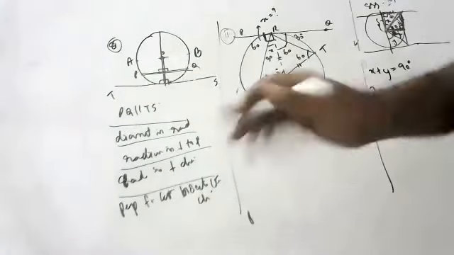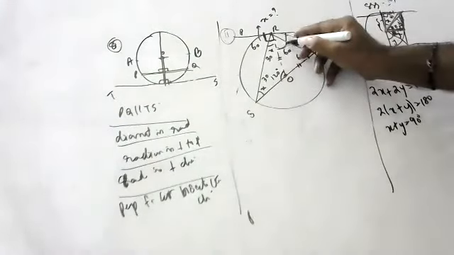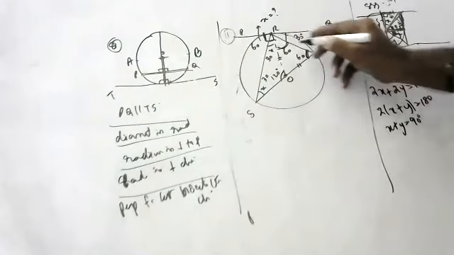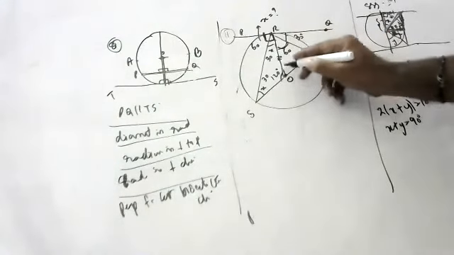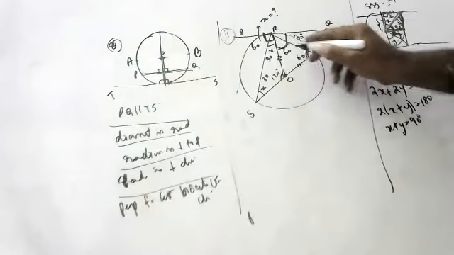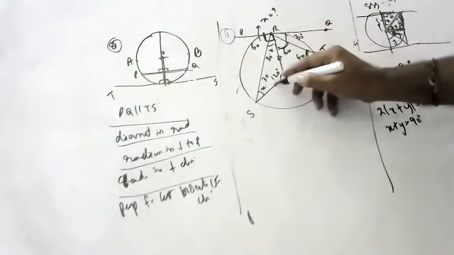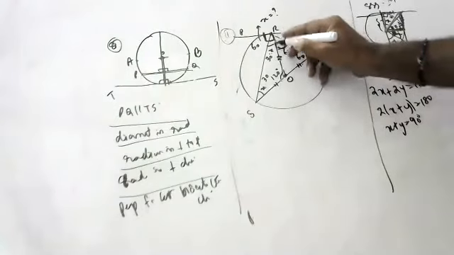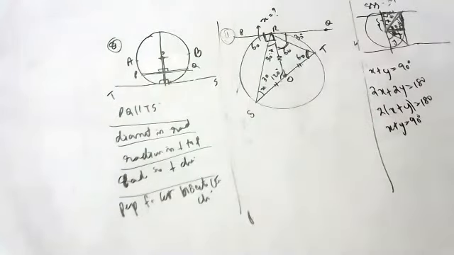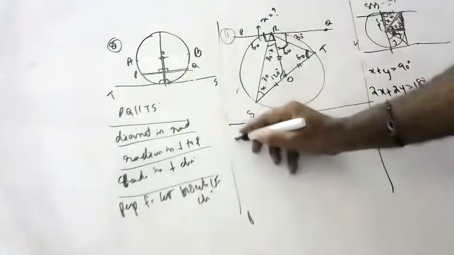Those who didn't understand, again I am saying: if this is 30, this is 60. If this is 60, this is also 60. Why? Both are radius. If this is 60 and this is 60, this is 120. If this is 120, these both will be equal because these both are radius, 30, 30. If this is 30, this is 60 because this is perpendicular. Like that, children. Okay, next question.